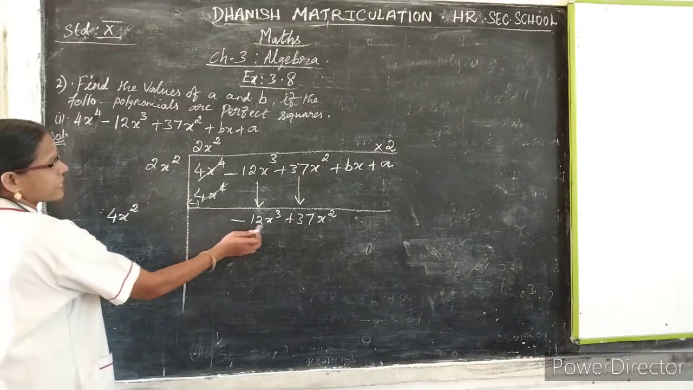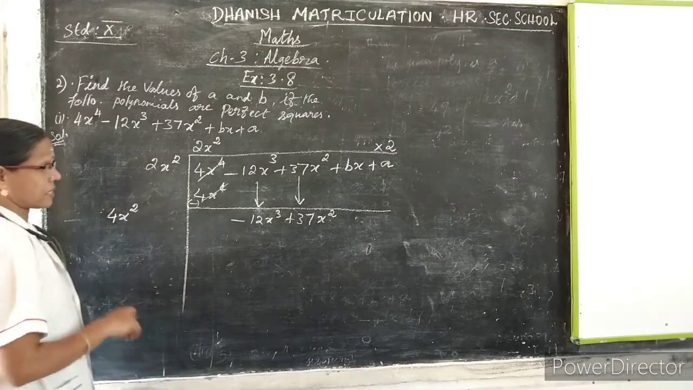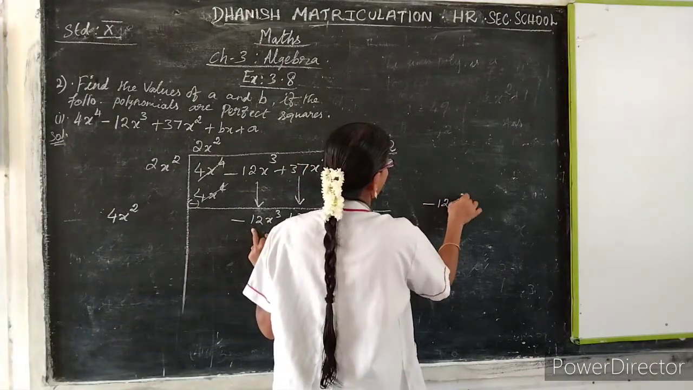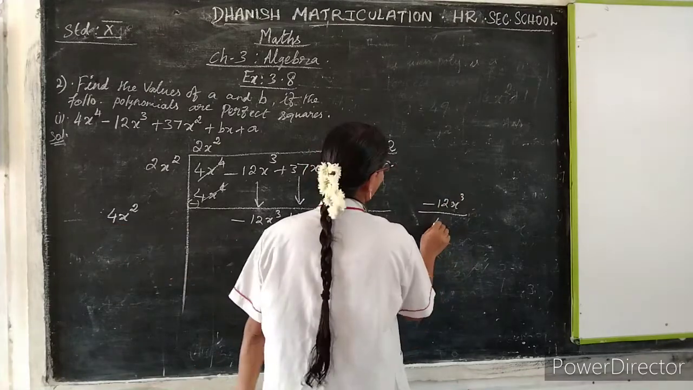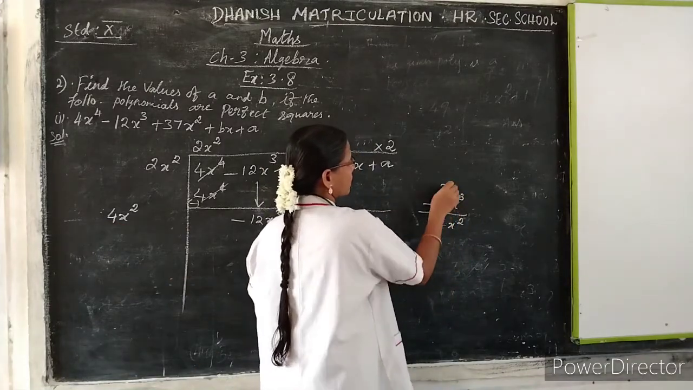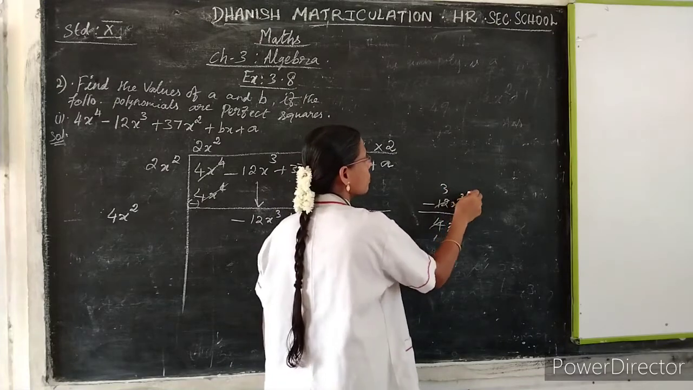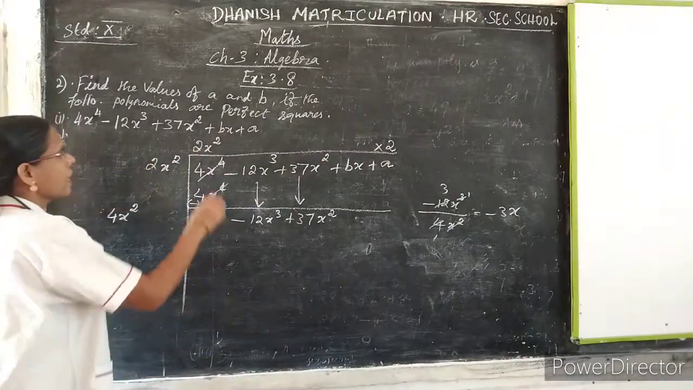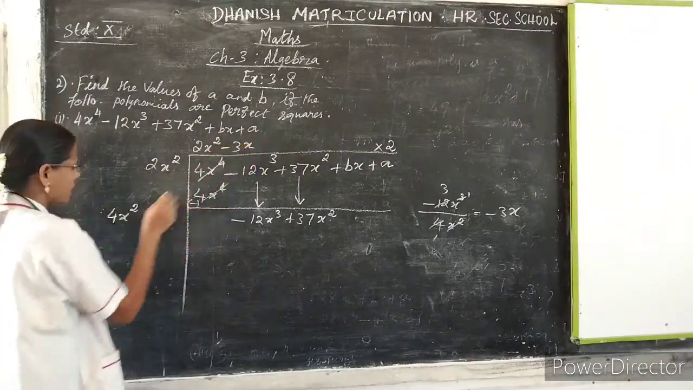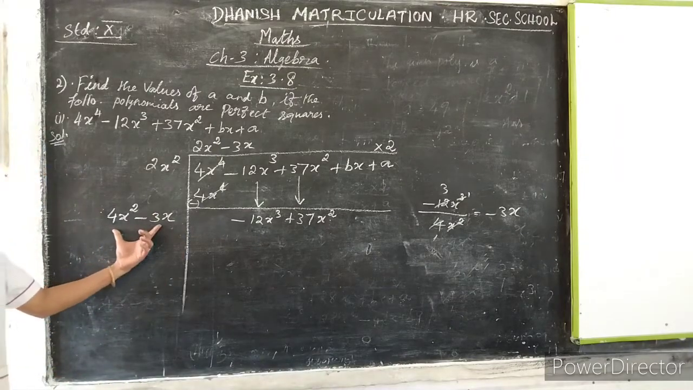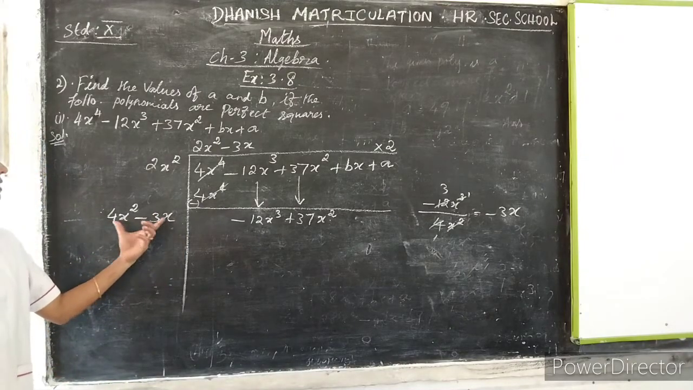For that, divide the first term by this term: -12x^3 divided by 4x^2. 4 1s are 4, 4 3s are 12, x^2 and x^3, x one time. So -3x is the quotient part. Right? Minus 3x. Here also write -3x. This is the divisor polynomial with two terms.